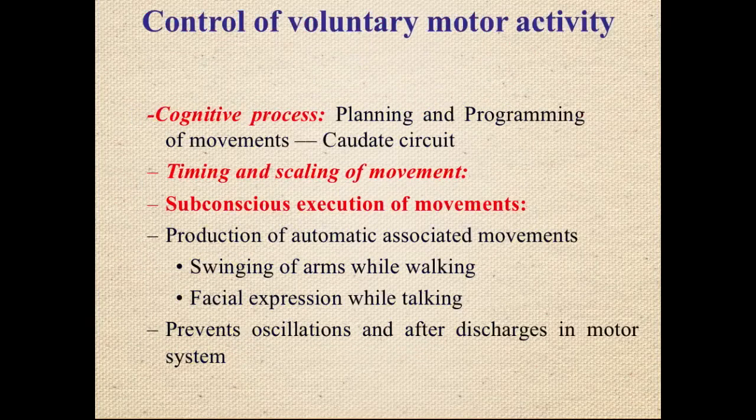So, one by one, the role of control of the voluntary motor activity. Basal ganglia controls the voluntary movements which are initiated by the motor cortex. So, it has the cognitive control. Cognitive control is via the caudate circuit, caudate nucleus, that is planning and programming, right. Then the second thing is timing and scaling the intensity of the movement.